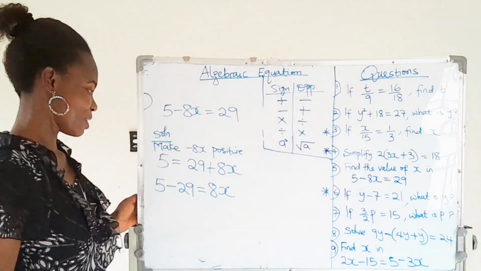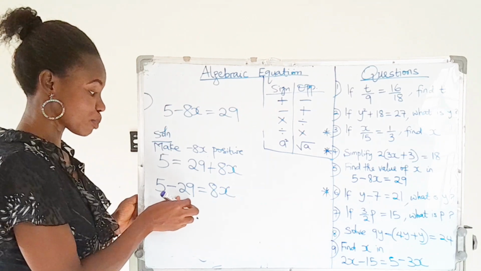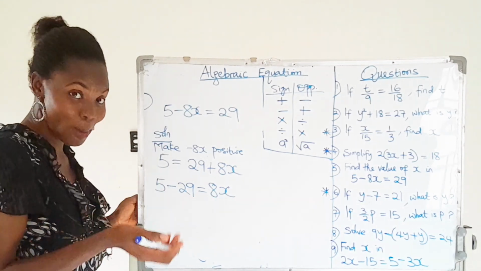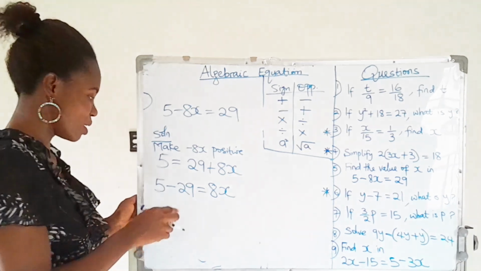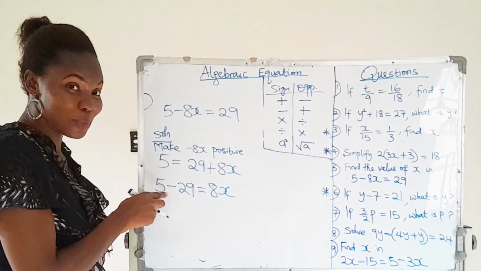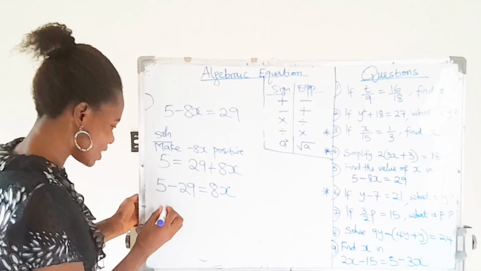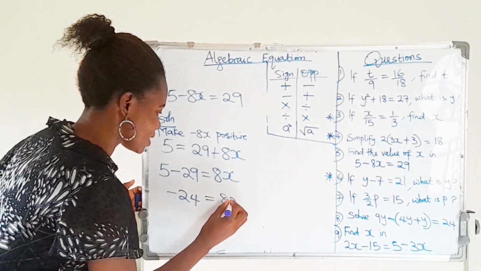Hope it's making sense. Alright, so 5 minus 29, whenever a small number is subtracting a big number, it's going to be the normal subtraction, the answer you get for normal subtraction, but it will be negative. So the normal 29 minus 5 is 24. But because 5, the small number, is subtracting the big number, it is going to be negative. Minus 24 is equal to 8x.